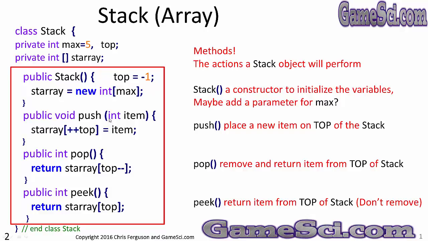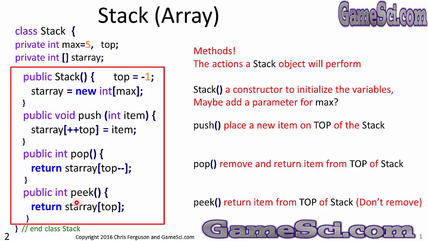Next, we have a push method. Push places a new item on top of the stack. We have a pop method. Pop removes and returns an item from the top of the stack. Push puts it on the stack. Pop takes it off the stack and returns it to the user.